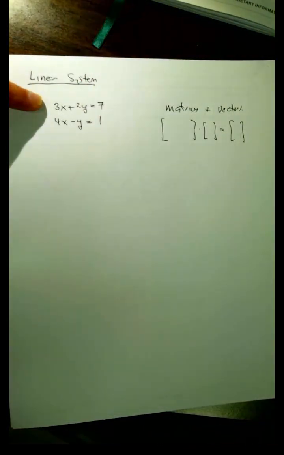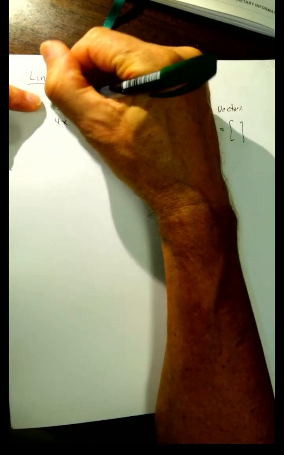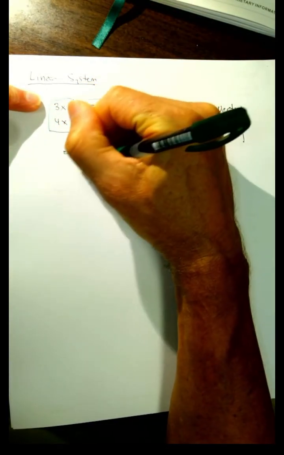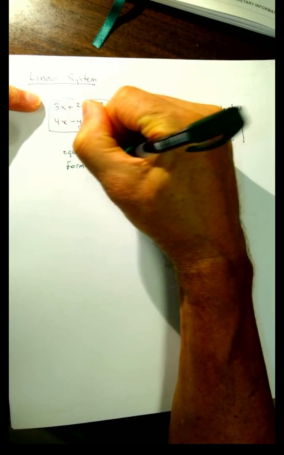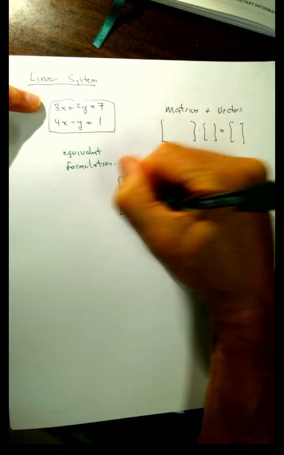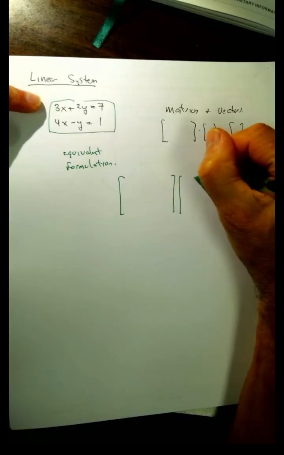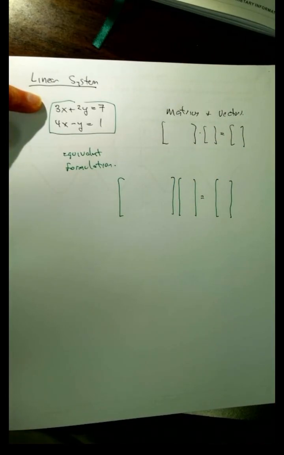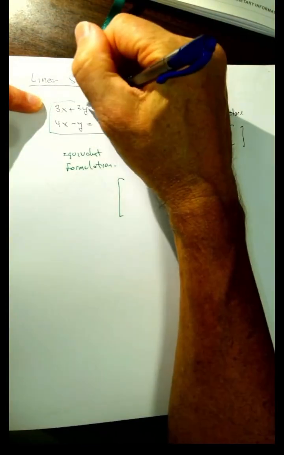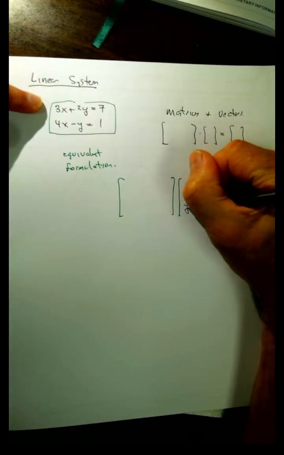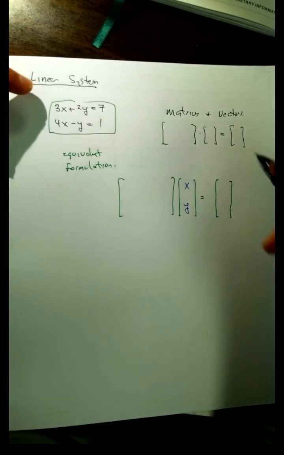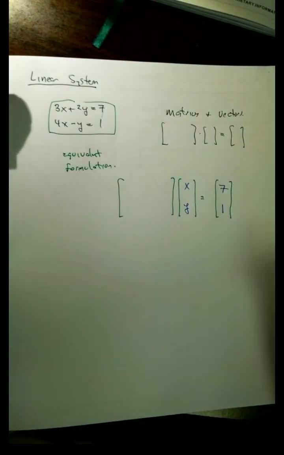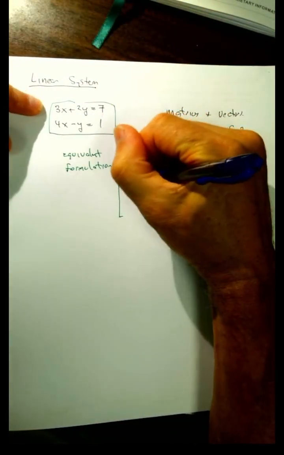So this is our linear system, and an equivalent way to write this is the following, and we'll get into the details of this and why this works. Our unknowns here are x and y, so that's going to be an unknown vector, and we have a known vector on the right, 7, 1, and the coefficients here we're going to write in this form.